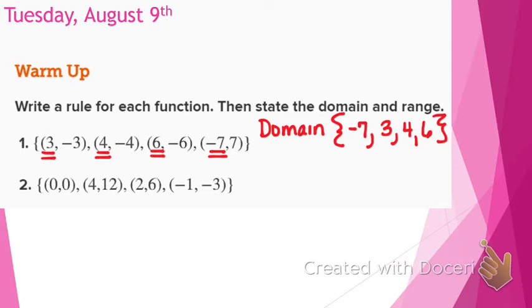We don't use parentheses because this is not interval notation. This is a discrete function, meaning that it's 4 points, not connected. And because it's discrete, the domain is just numbers. Okay? Now let's talk about our range.